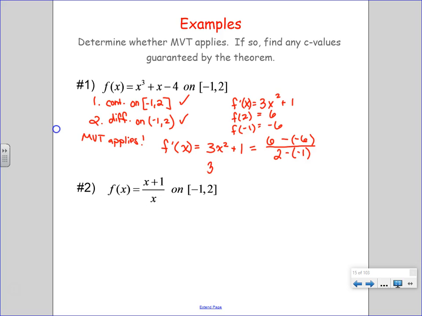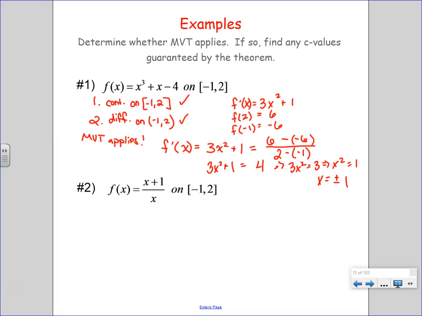So, 3x squared plus 1 equals 12 over 3, which is 4. True? Yeah. And then we subtract the 1, that's 3. Then we get 3x squared is equal to 3. Then we get x squared is equal to 1. Then we get x is equal to plus or minus 1. And that's all C, right?